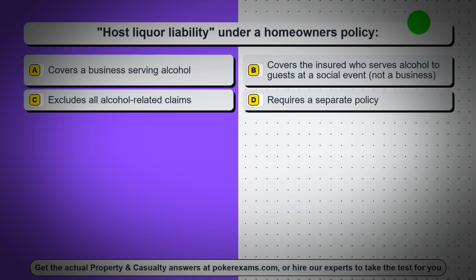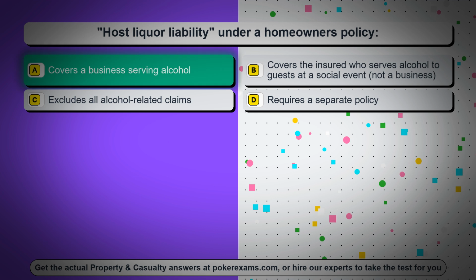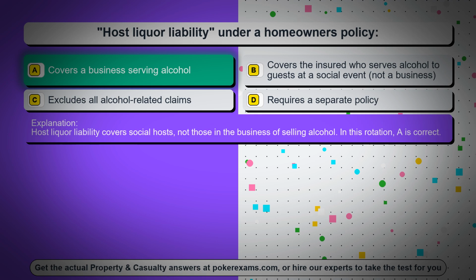Question 57. Host liquor liability under a homeowner's policy. Option A, covers a business serving alcohol. Option B, covers the insured who serves alcohol to guests at a social event, not a business. Option C, excludes all alcohol-related claims. Option D, requires a separate policy. The correct answer is option A, covers a business serving alcohol. Host liquor liability covers social hosts, not those in the business of selling alcohol. In this rotation, A is correct.